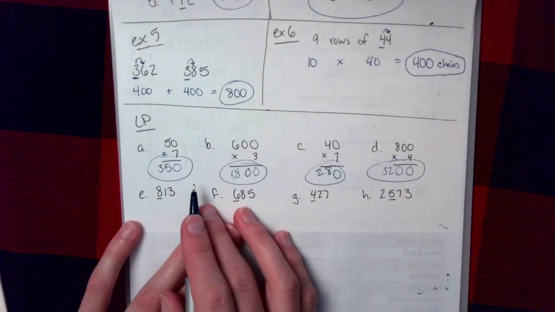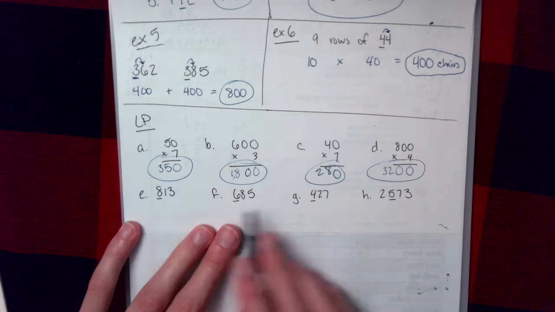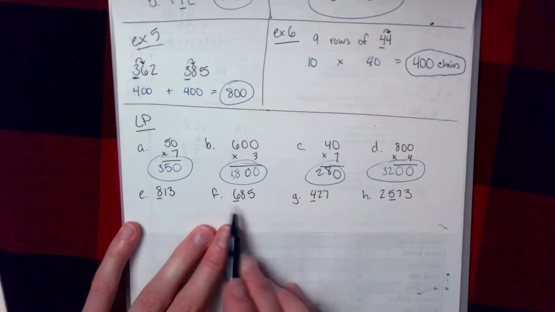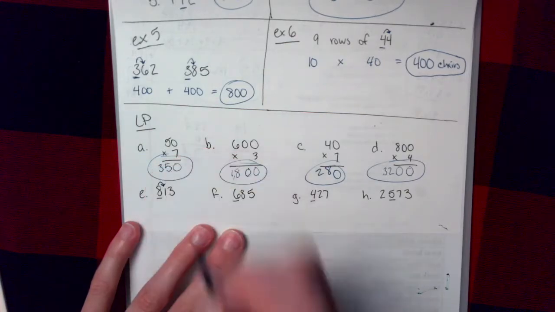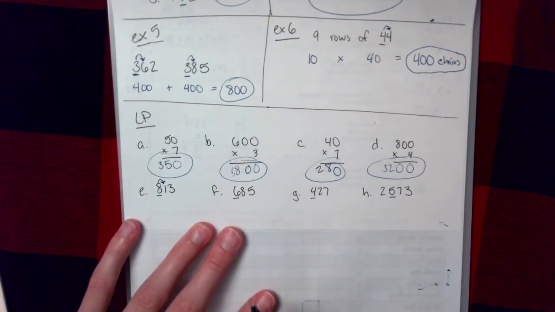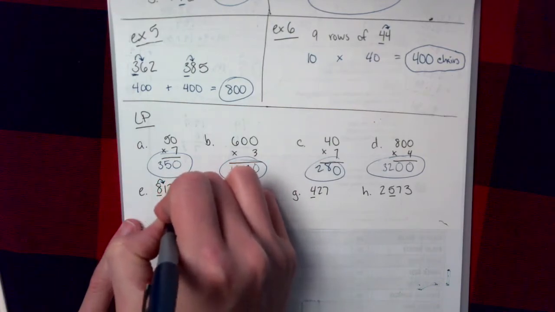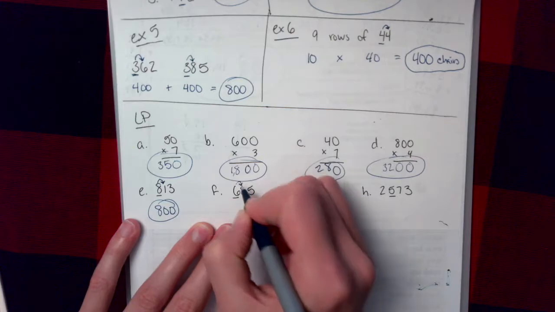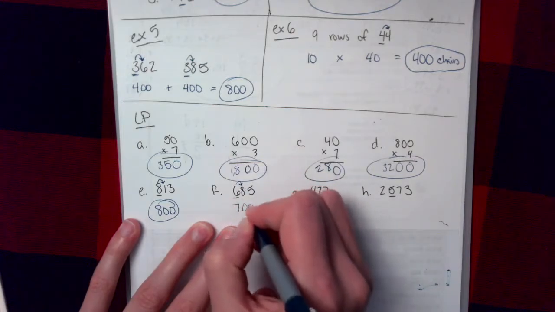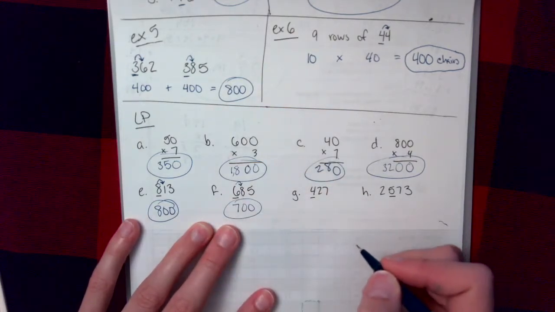E says round to the nearest 100. E, F, G, and H are all round to the nearest 100. So notice I underlined the hundreds place. 8 looks at the 1. 1 says don't get no more. So we stay at 800. 6 looks at the 8. 8 says go up 1 time. So we go up to 700.